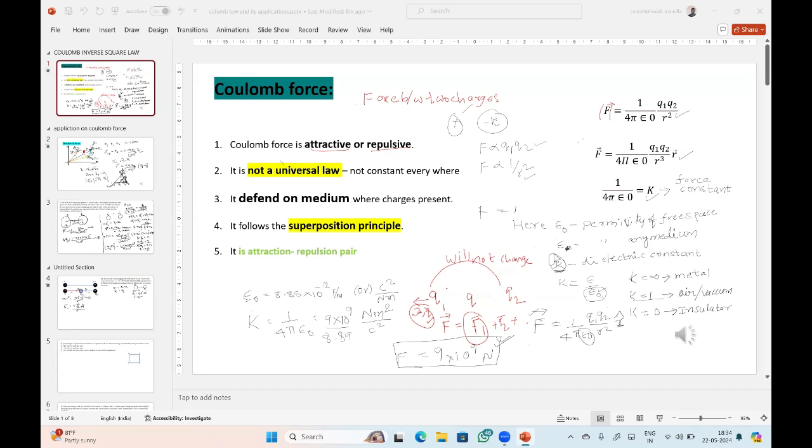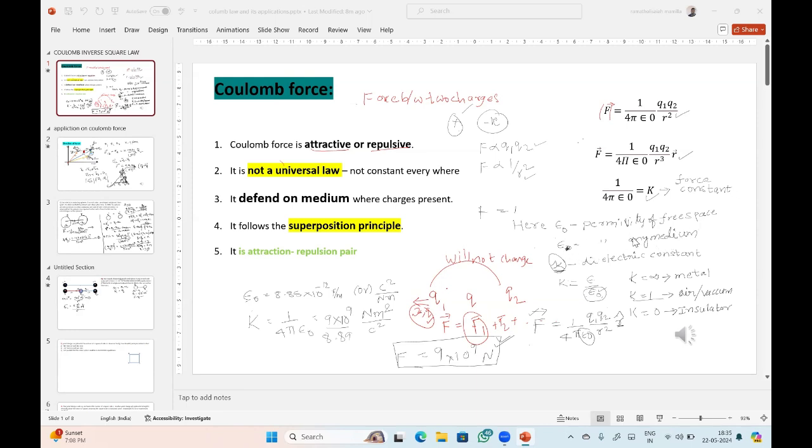Now epsilon naught is the permittivity of free space. Permittivity means the capability or capacity of allowing electric field lines through that medium. That is, for the electric field of a charge, how far it can travel and how many field lines can travel. That will come again in electric field. That value is epsilon naught. We consider epsilon naught for free space, that means air or vacuum.